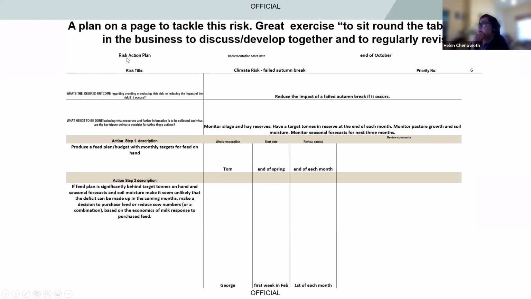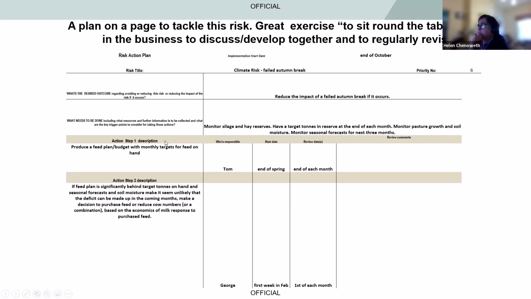Okay, so our risk action plan is about climate risk, failed autumn break. What's the desired outcome? We want to reduce the impact of a failed autumn break if it occurs. What needs to be done? Well, in this case, we're going to be monitoring our silage and hay reserves. We will have a target of tonnes in reserve at the end of each month. We're going to also monitor our pasture growth and our soil moisture, and monitor seasonal forecasts for the next, say, 3 months.